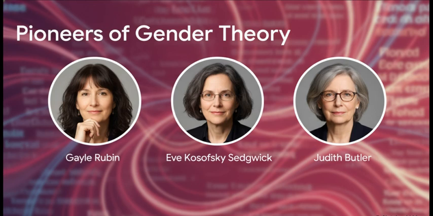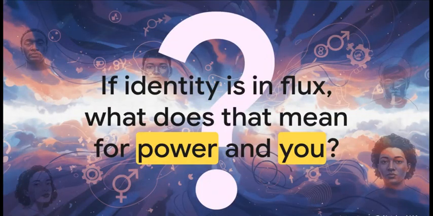You've got Gail Rubin, who did groundbreaking work on how societies decide which sexualities are good and which are bad. Then there's Eve Kosofsky-Sedgwick, who was just central to developing queer theory and taking apart that straight/gay binary. And of course, Judith Butler, whose idea that gender is something we do, a kind of performance, has been unbelievably influential. These three really set the terms for the debate we're still having today, which leaves us with one last big mind-bending question to chew on.